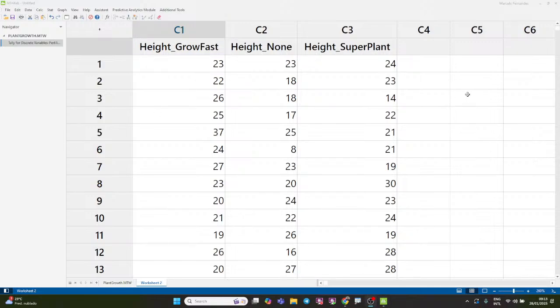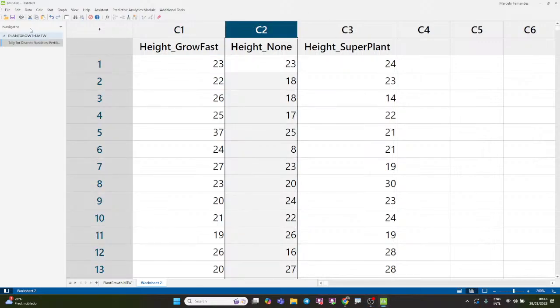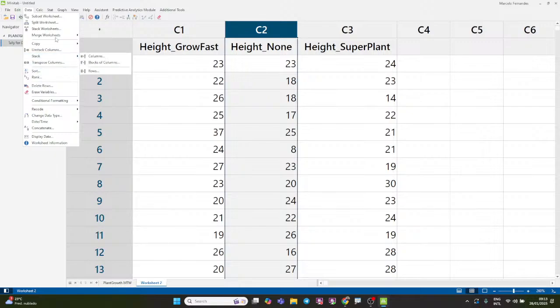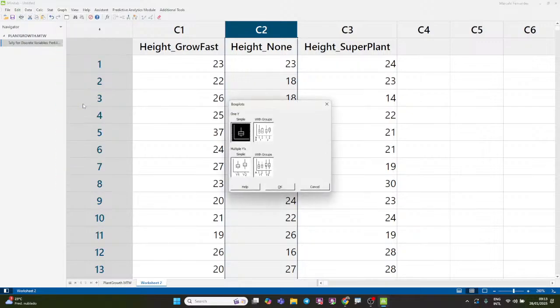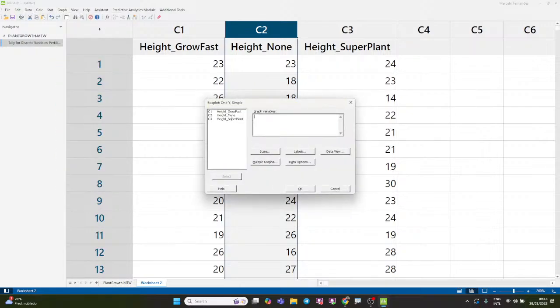So now I'm gonna take column C2, and I'll just go ahead and run a box plot, a simple box plot, for known.